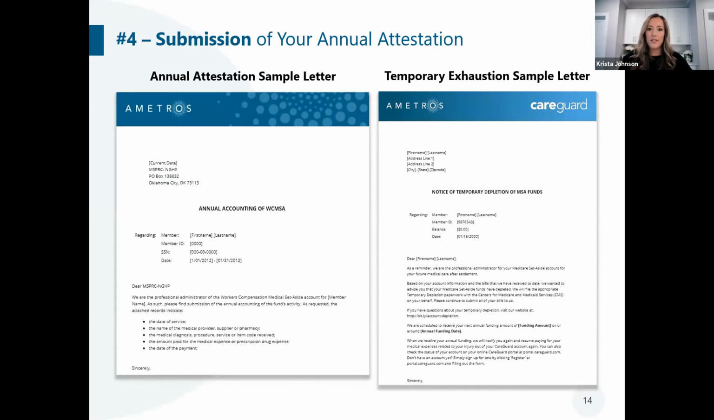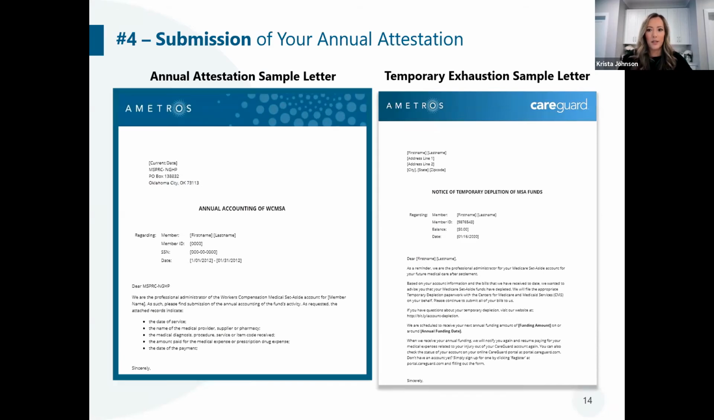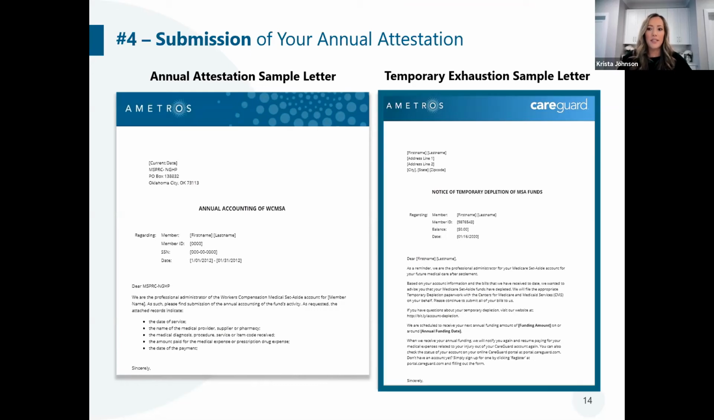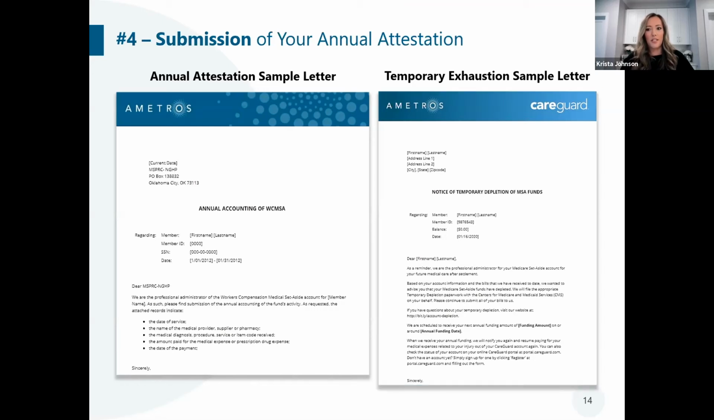You followed all the steps of self-administering your account as we discussed a moment ago. So what does that annual reporting look like? On the left here is a sample for your annual accounting letter that will be sent along with your reporting. It includes supporting documentation showing those ICD-9 or 10 codes that we mentioned, those dates of service, your payments, and all the items that you have been tracking. The temporary exhaustion sample letter here on the right indicates to CMS that your MSA has been spent along with a transaction record showing proper documentation, and that Medicare will need to become primary until your next annuity is received.